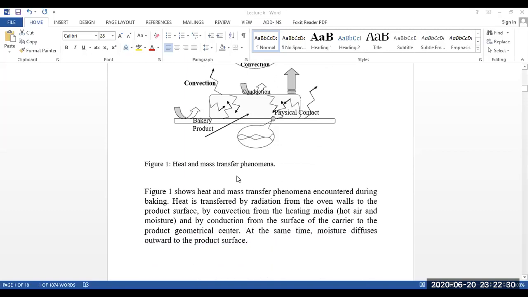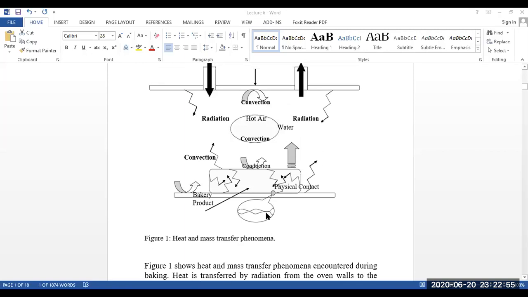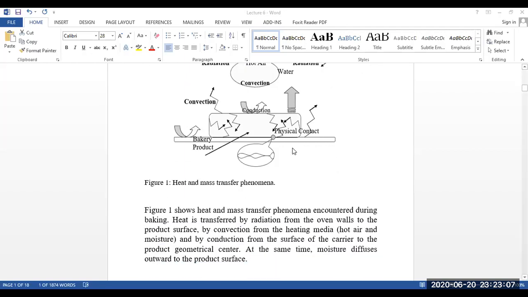So it is that this slide right there. Figure one shows heat and mass transfer phenomena encountered during baking. Heat is transferred by radiation from the oven walls to the product surface, by convection from the heating media, that is hot air and moisture, and by conduction from the surface of the carrier to the product geometrical center. At the same time, moisture diffuses outward from the baking product. That is, as I mentioned, water. That means with your heat, mass is also transferred from your product in the form of evaporation, or you can say the moisture diffuses. That means your mass is transferred from your product to outside.